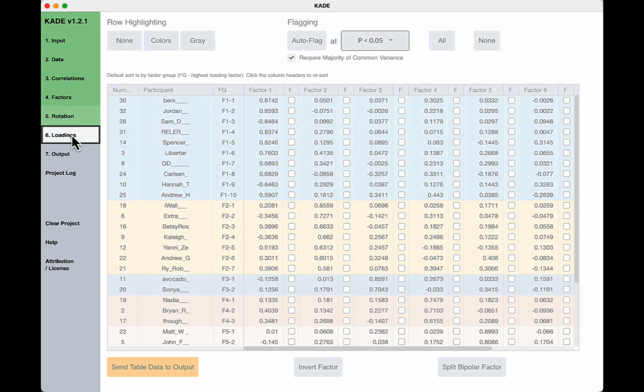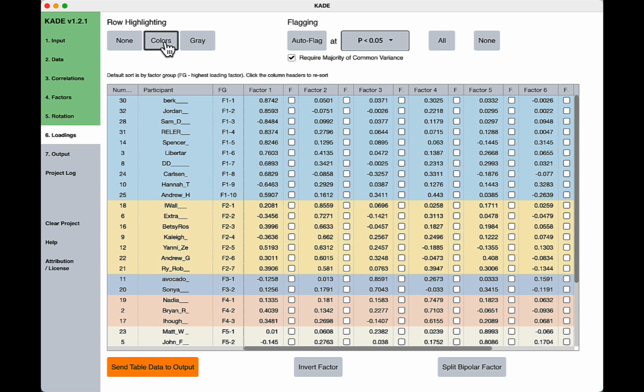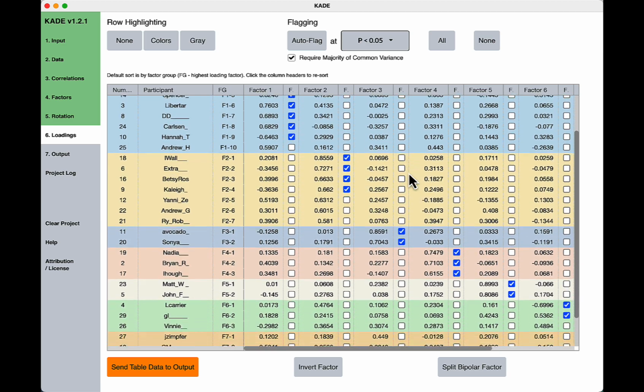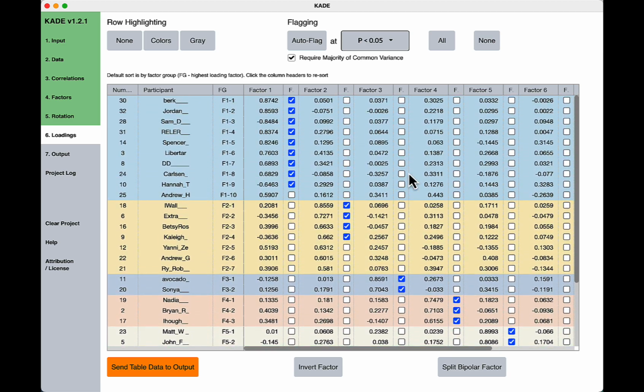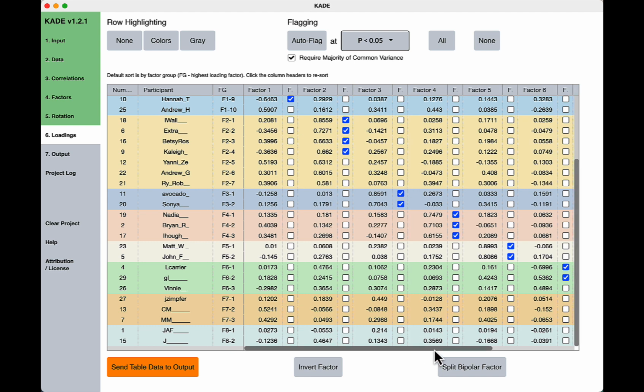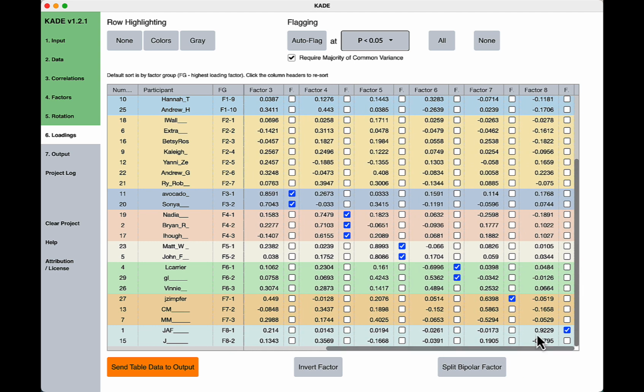I'm going to go to loadings, and I just love how KenQ gives me the colors, and then I can auto flag. So I can see that, yeah, it shows that I have these 8 factors. In fact, I have to scroll over. And you can see how factors 7 and 8, there's only one Q sort loading on each of those 2 factors. And there's that other rule of thumb that says you have to have at least 2 Q sorts loading on a factor for it to be a meaningful factor.